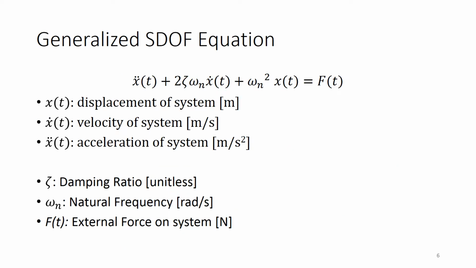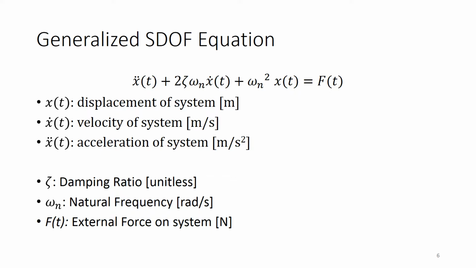We have a generalized single degree of freedom equation. It is described by x double dot of t plus 2 zeta omega n x dot of t plus omega n squared x of t is equal to f of t. So I'll go ahead and define what each parameter is.